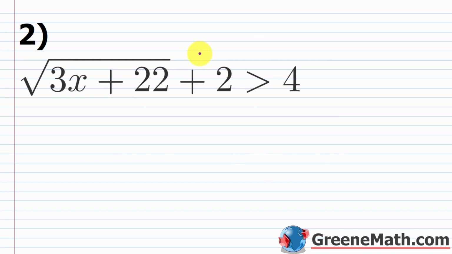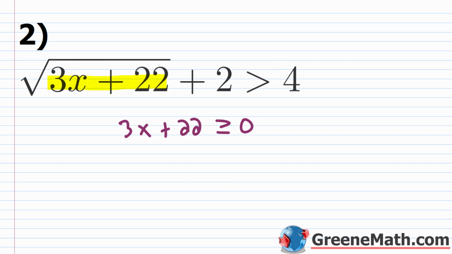All right, let's take a look at problem number 2 now. So here we have the square root of 3x plus 22, then plus 2. This is going to be greater than 4. So the idea here again is I'm going to figure out what is the domain. So take your radicand, which is 3x plus 22, and set it as greater than or equal to 0. So we're going to say 3x plus 22 is greater than or equal to 0.